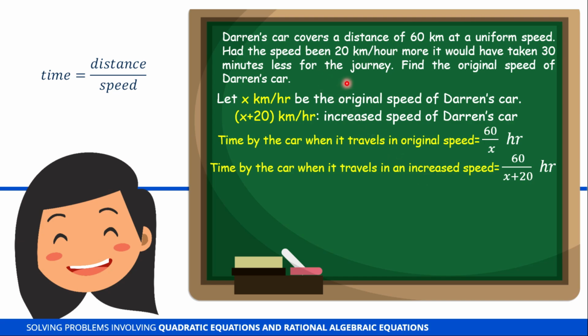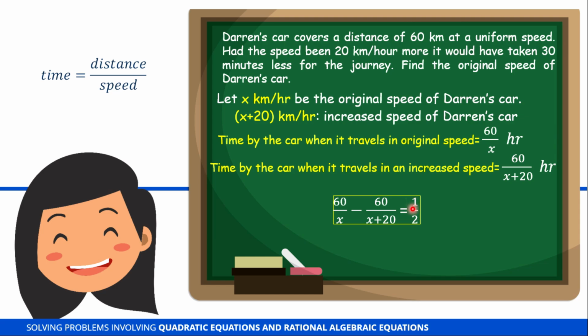Paano natin i-represent yung ating problem using an equation? Ang magiging equation natin para sa ating problem is 60 over x, ito yung travel time gamit yung original speed, minus 60 over x plus 20, ito naman yung travel time gamit yung increased speed, is equal to the reduced time para doon sa buong journey or sa buong pag-travel.